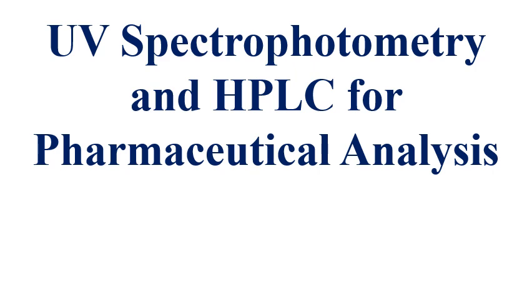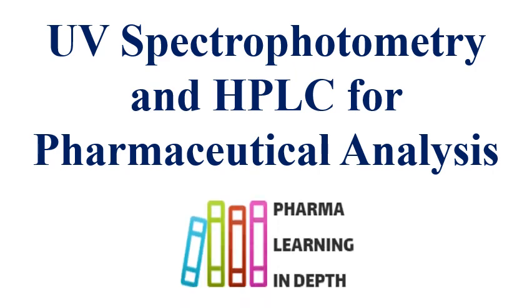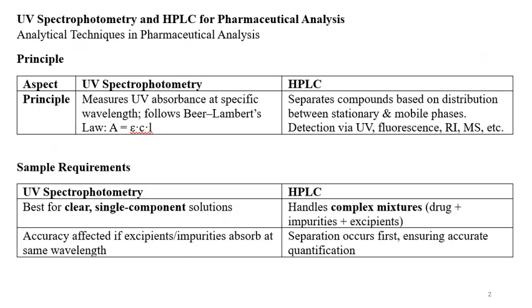In the pharmaceutical industry, UV spectrometry and HPLC techniques are the most widely used analytical techniques. These are used not only for the APIs, but also for the chemicals, the excipients, raw materials, and the finished formulations. I welcome all the viewers to this video on understanding UV and HPLC techniques.